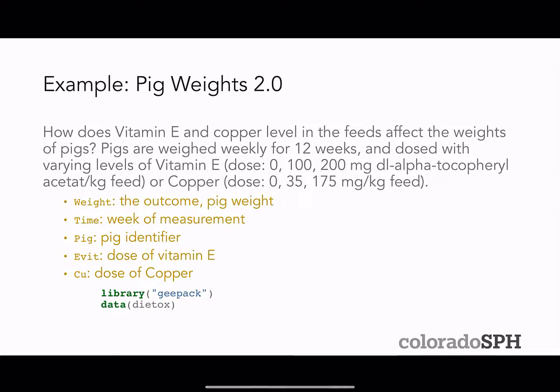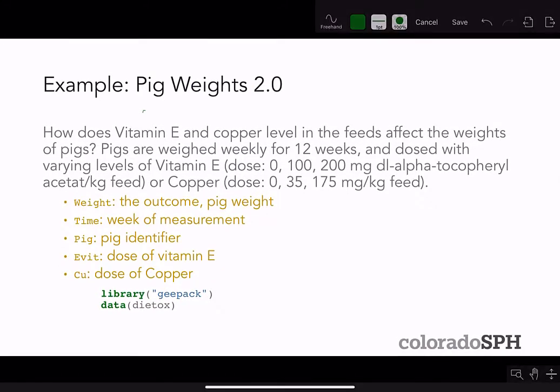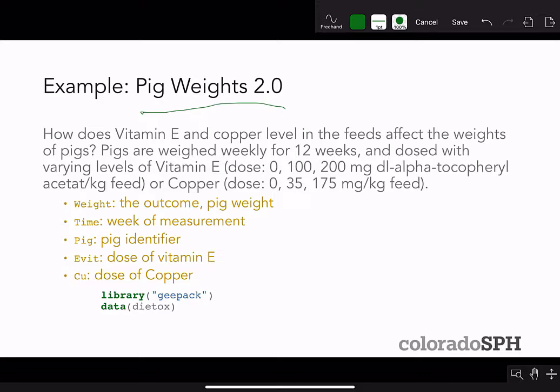So the example that we're going to go with for continuous data is this pig weights 2.0 data set. I'm calling it pig weights 2.0 because it's measurements of weights of pigs over time plus more covariates, but it's actually a different study from the other pig weights data set. In this study, we're looking at how vitamin E and copper level in the feeds of pigs affect their weights. The pigs were weighed weekly for 12 weeks and dosed with varying levels of vitamin E or copper in their feed. There are 3 possible doses of each of vitamin E and copper.